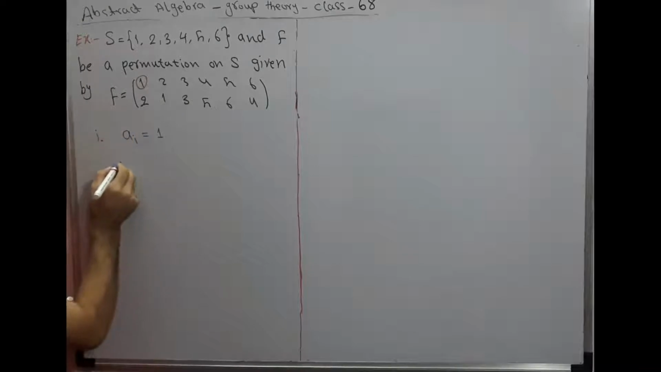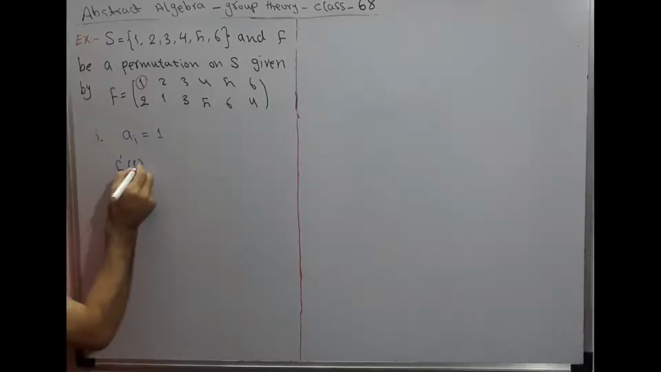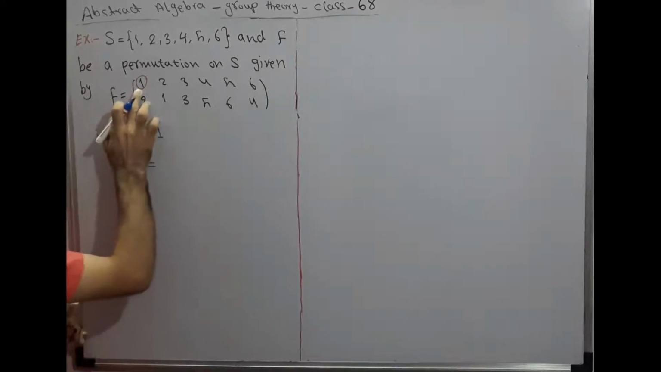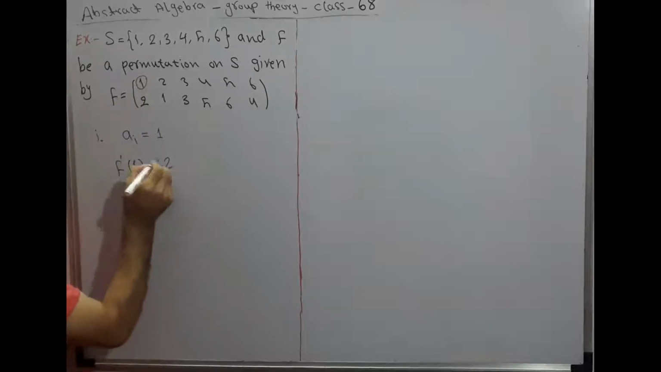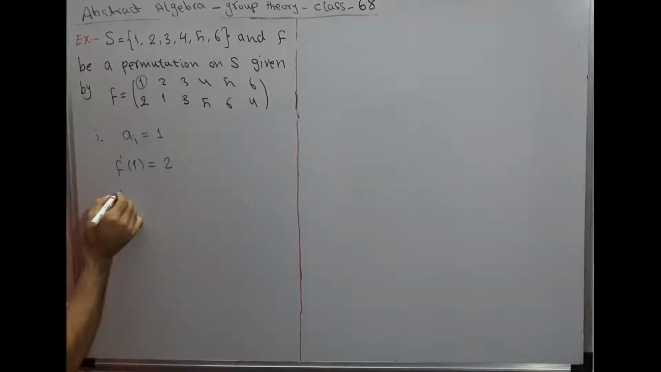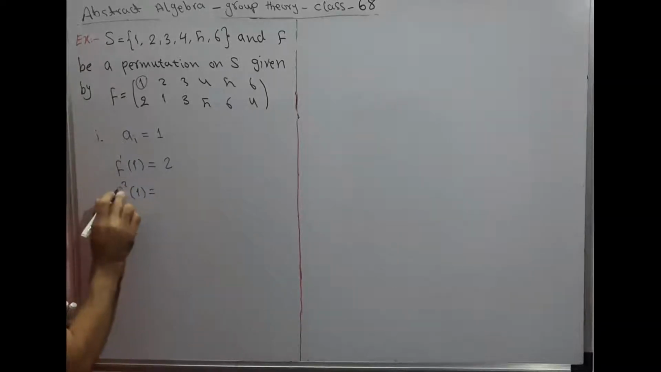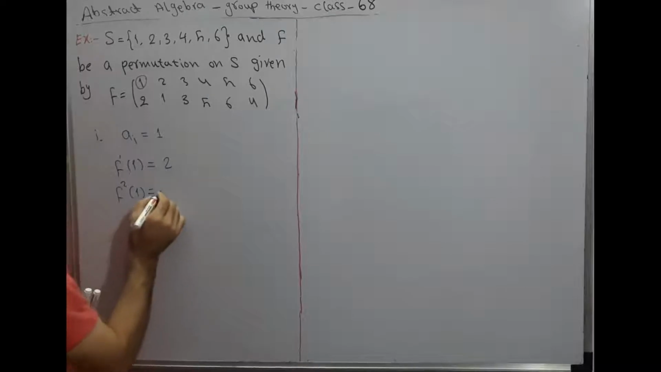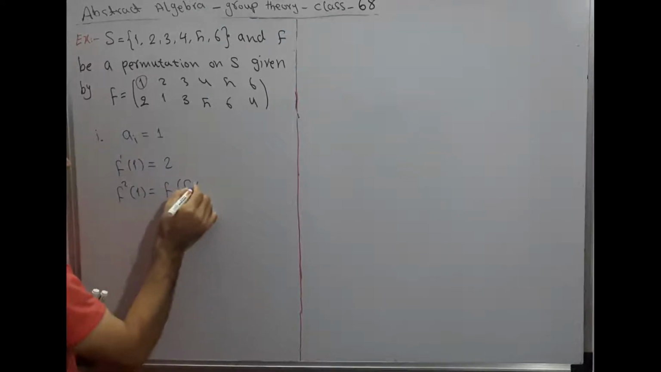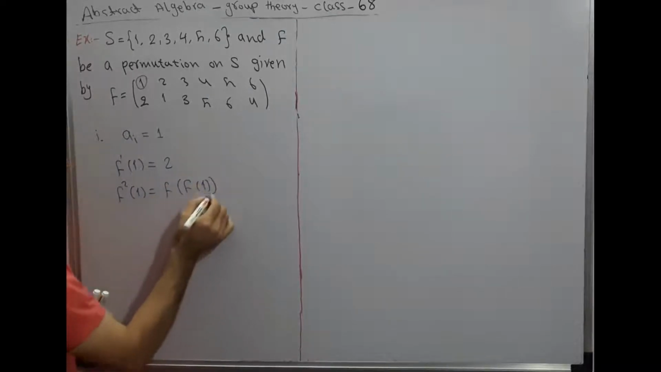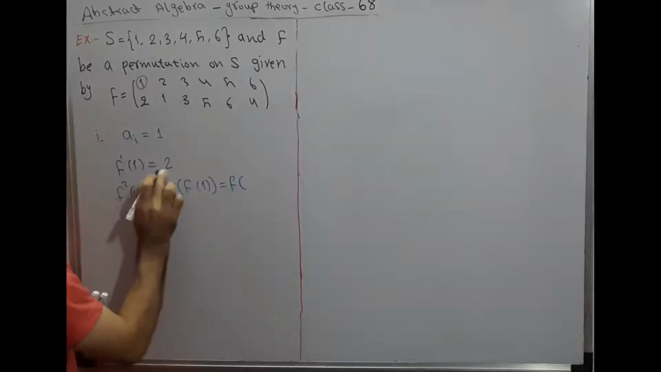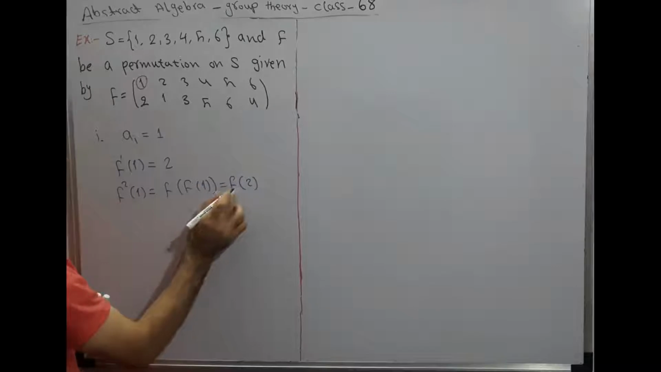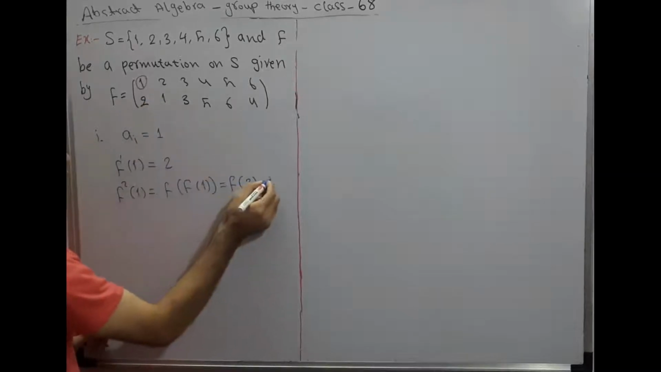Now f of 1 is equal to f of 1. The image of 1 is 2. f squared of 1 is equal to f of f of 1, which is equal to f of 2, which is equal to 1.